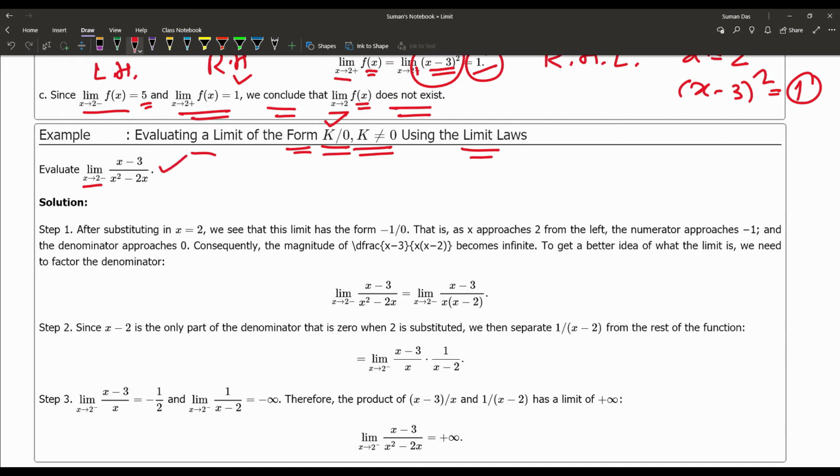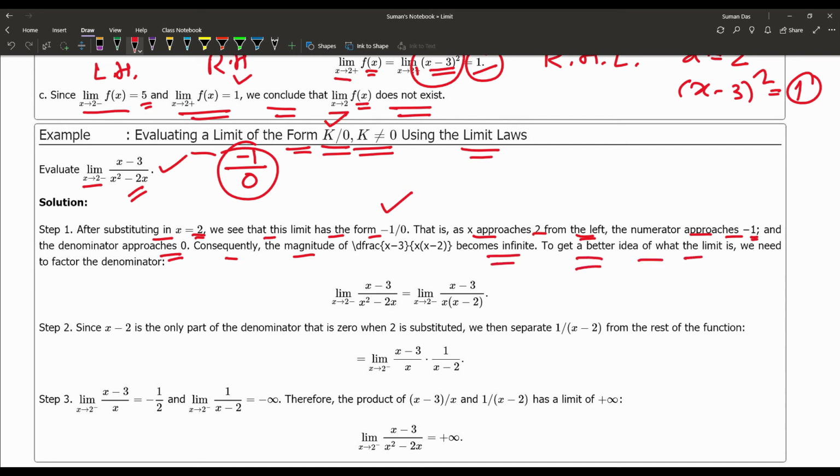Now after substituting x equal to 2, we see that the limit has the form minus 1 by 0. Just put the value 2 for x, and we get minus 1 in the numerator and 0 in the denominator. So that is minus 1 by 0. That is, as x approaches 2 from the left, the numerator approaches minus 1 and the denominator approaches 0. Consequently, the magnitude of the complete function becomes infinite.